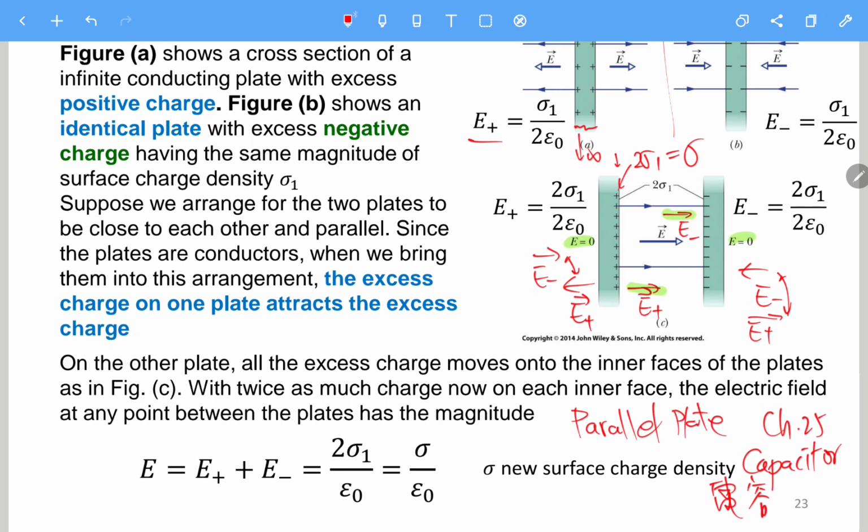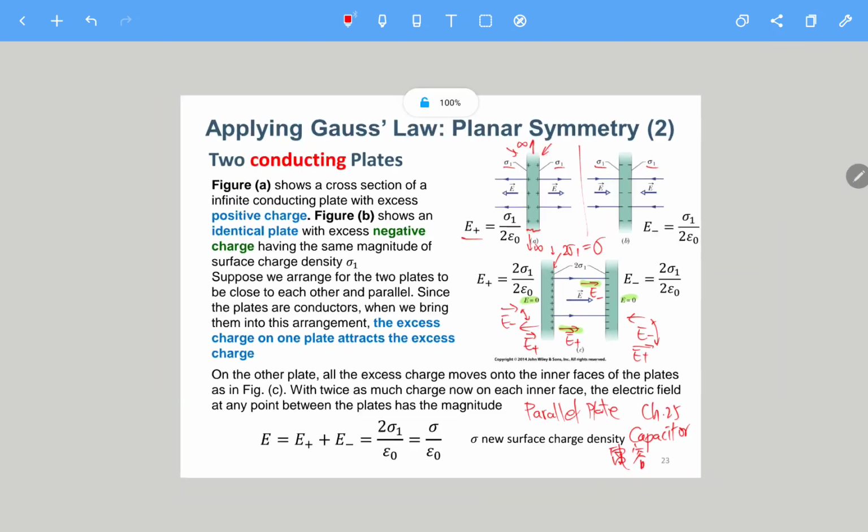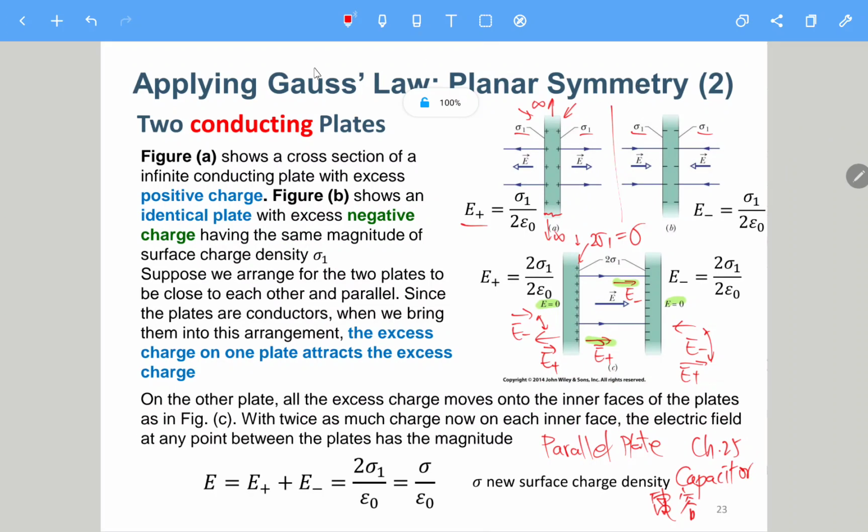So yeah, chapter 25 we will go more deeply into the capacitor, to find the capacitance for different structures, like parallel plate, cylindrical capacitor, and spherical capacitor. We will even fill in something called a dielectric inside the parallel plate. But at least here we can try to use Gauss's law to find the E field generated by the parallel plate.